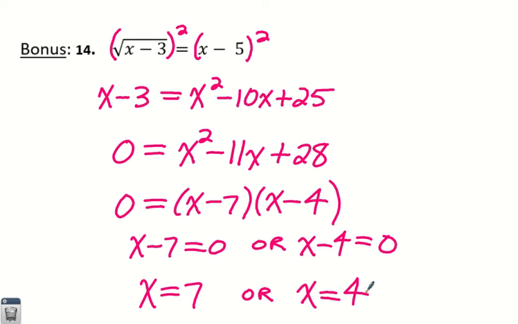Except that if we plug 7 back in, 7 minus 3 is 4. Square root of 4 is 2. 7 minus 5, okay, so that checks out. So this one checks out. But let's see if this one checks out. 4 minus 3 is 1. Square root of 1 is 1. But 4 minus 5 is negative 1. That does not check out. So the only actual answer is x equals 7.